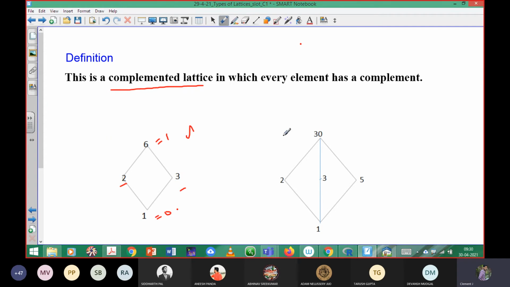Yes, sir. Okay, likewise I can step into another example, in which this is our 1 and this is our 0, the bound values, right? What is the complement element of 2?